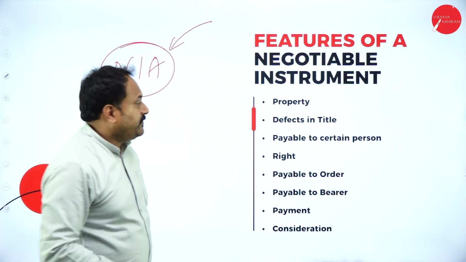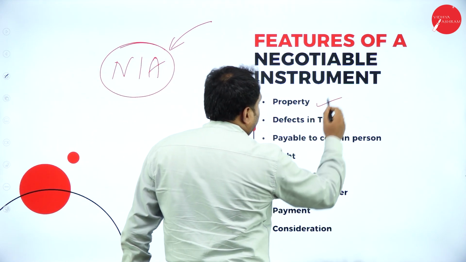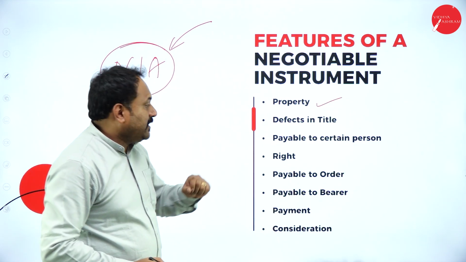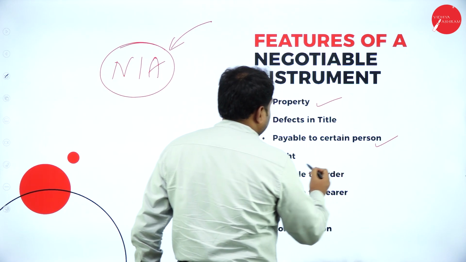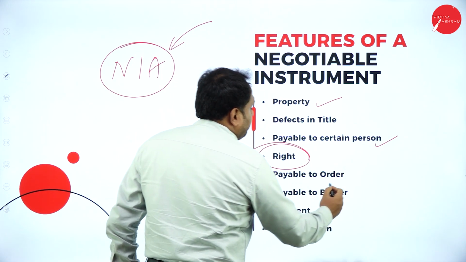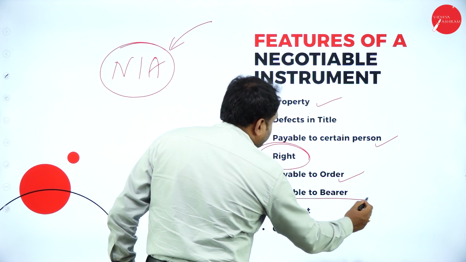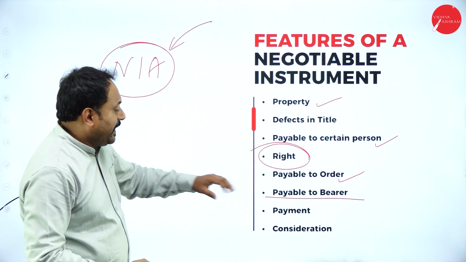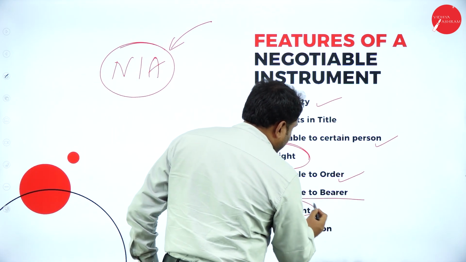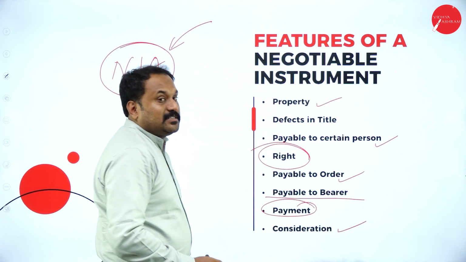So what are the features? The first thing is it acts like a property. It has defects in title, payable to certain person. It has a right, payable to order, payable to bearer. Whom will they pay? To the bearer. Then the payment will happen and there should be what?